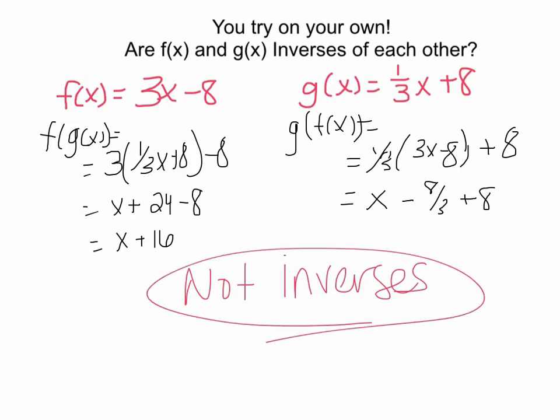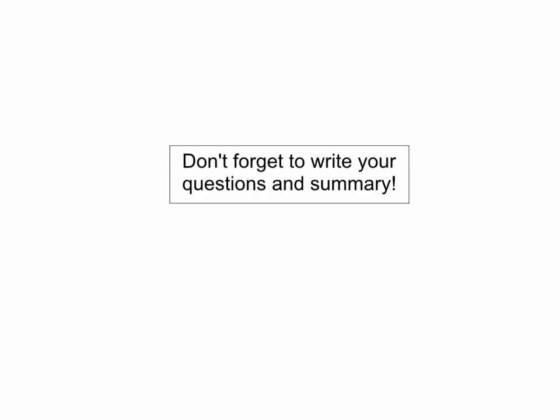So don't forget that rule that they both have to equal x. They don't have to be the same, they both have to equal x in order for them to be proved as inverses. Alright, so don't forget to write your questions in your summary. Remember that your summary should answer that essential question, how do we prove that two functions are inverses of each other?